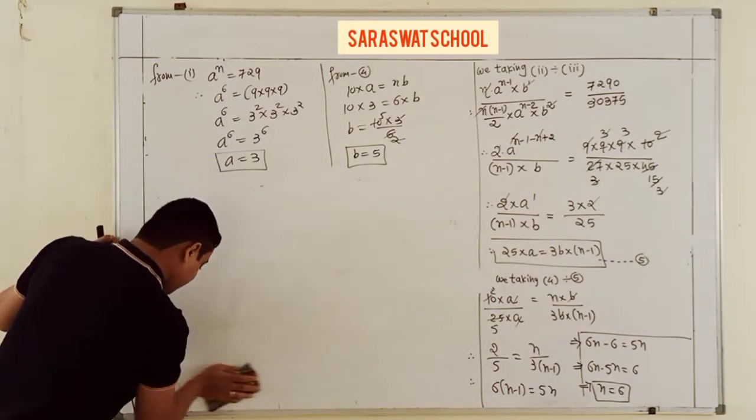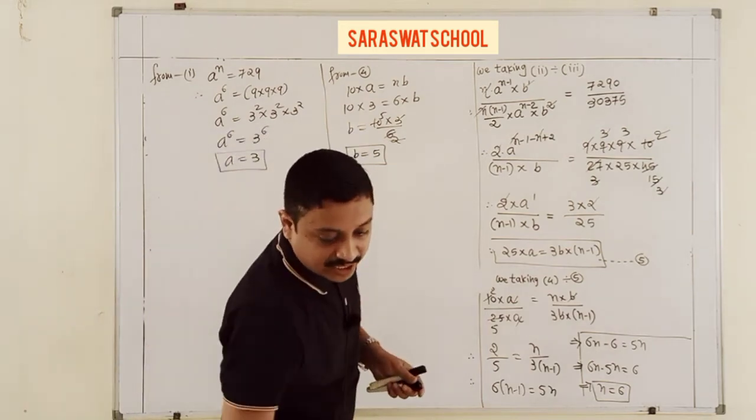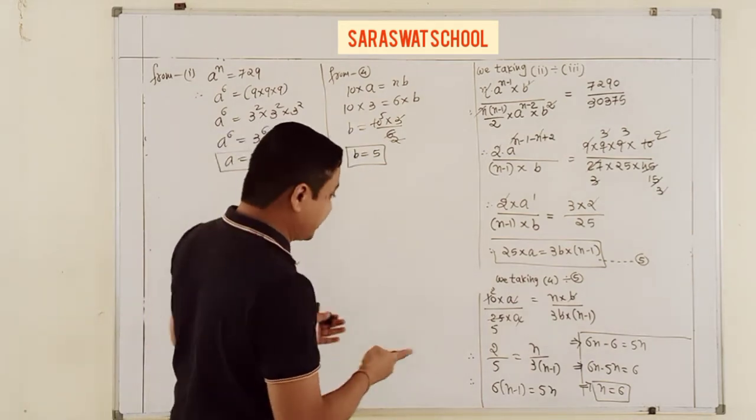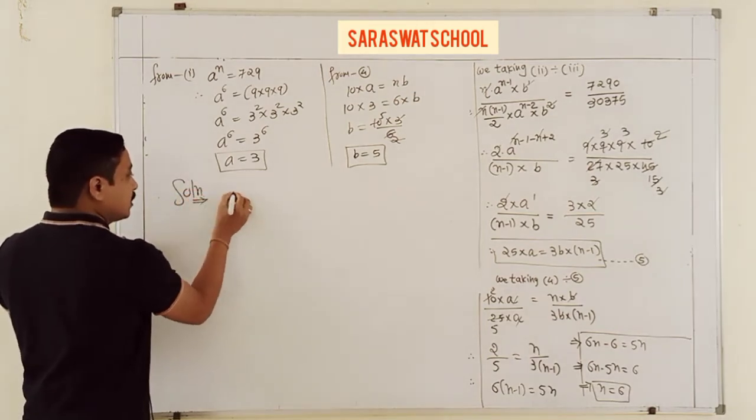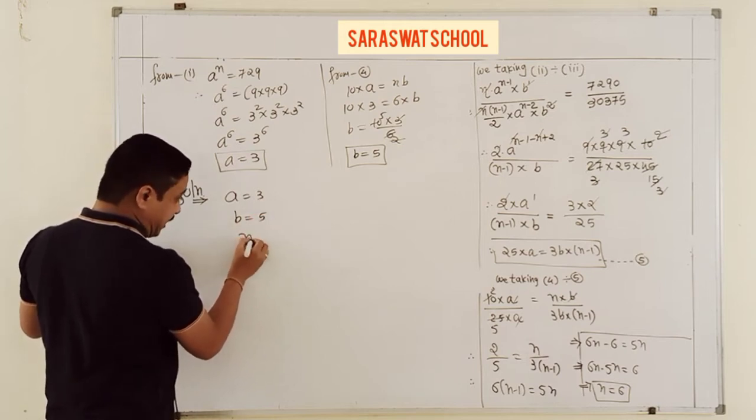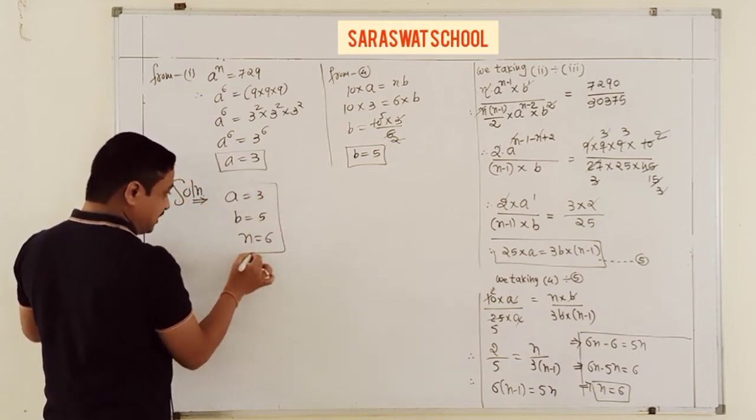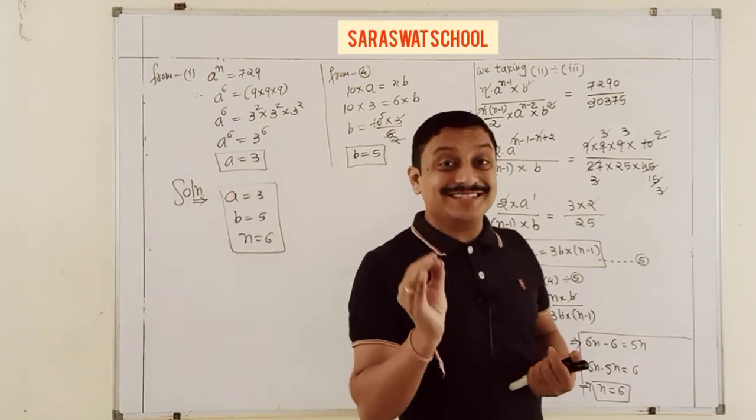So after that I show my last answer: a is 3, b is 5 and n is 6, the correct answer, students. So the solution: a is 3, b is 5 and n becomes 6, and here students, the final answer for this 4 marks or 3 marks question is easily done.